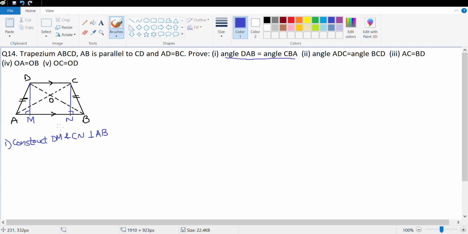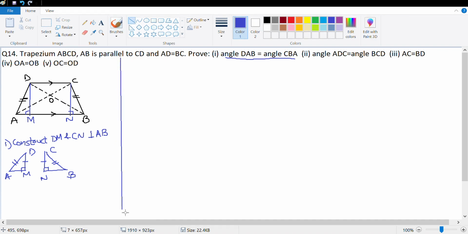So let's look at these two triangles, DAM and CNB. So I know angle N and angle M are 90 degrees. This is by construction. I know hypotenuse AD and hypotenuse CB are equal because this is given. And I know DM and CN are equal. Why are these two equal? Because this is basically the height of the two parallel lines, or the distance between these two parallel lines will always be equal. So let's just write this down.